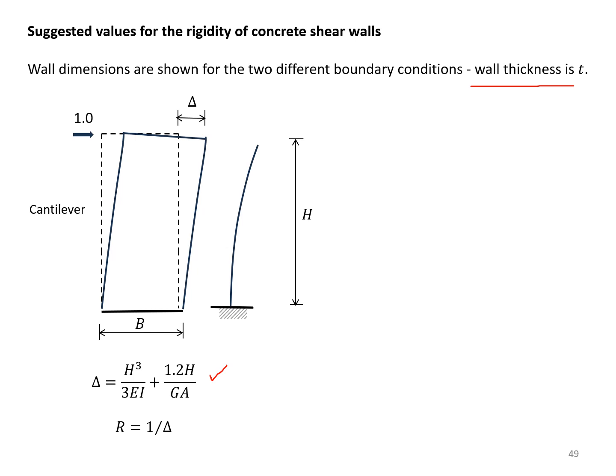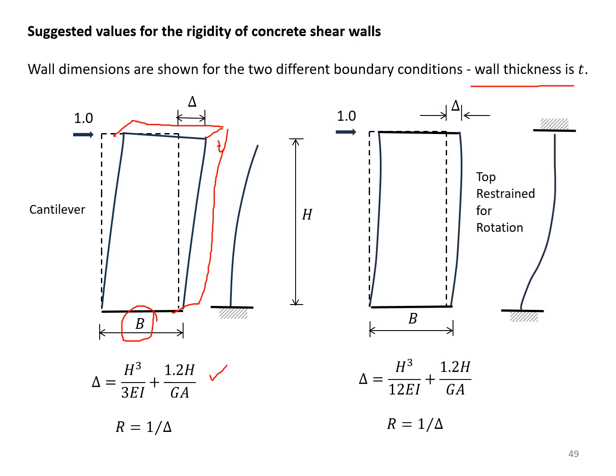I tell you that the calculations are fairly simple. E is a modulus of elasticity. I is a moment of inertia of the cross section. I tell you what it is. Now, remember this width B, and the thickness is T. So the wall, thickness is T like that. So that's the wall right there. Okay? And once you get the delta, R is equal to 1 over delta.